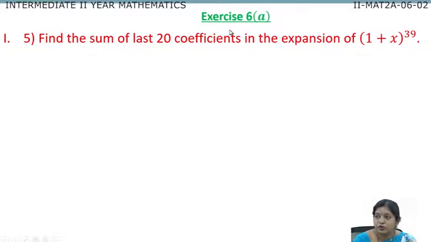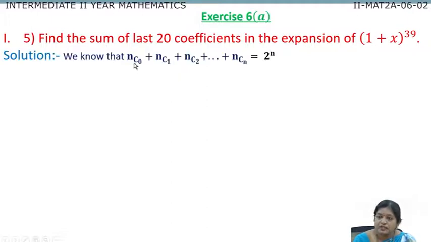We will do one more problem from this exercise, section number 1, fifth problem. Find the sum of the last 20 coefficients in the expansion of (1 + x)^39.